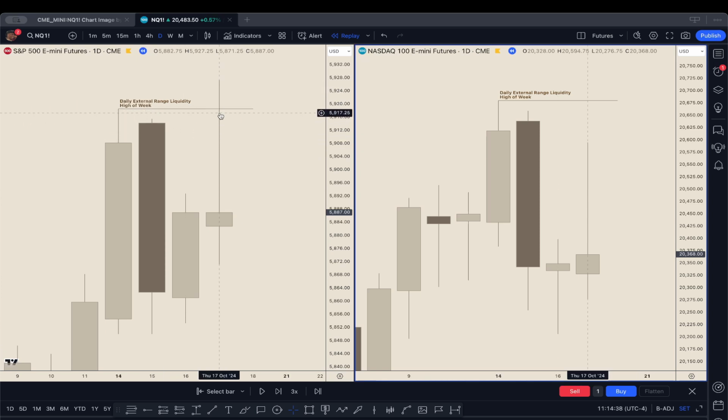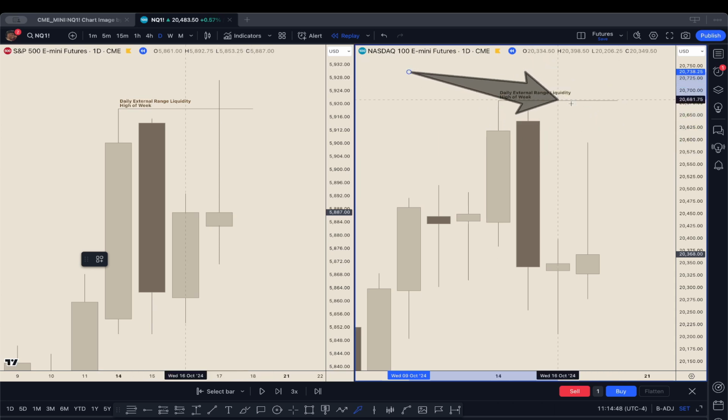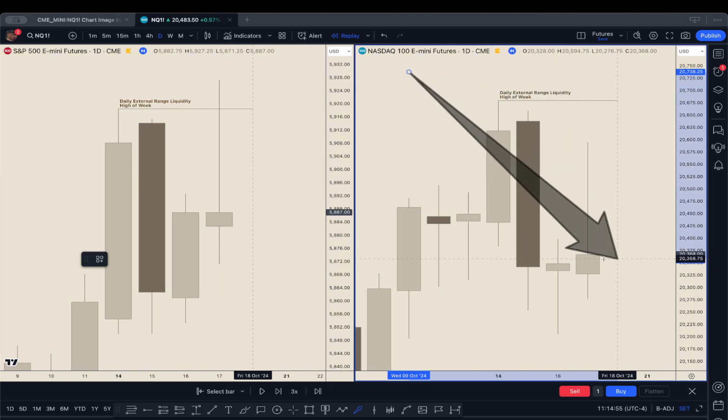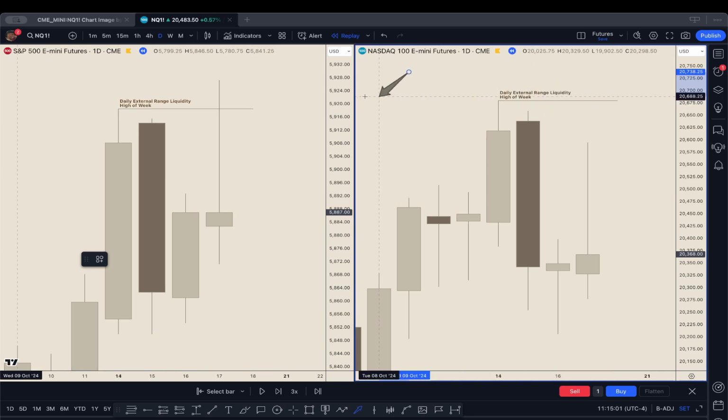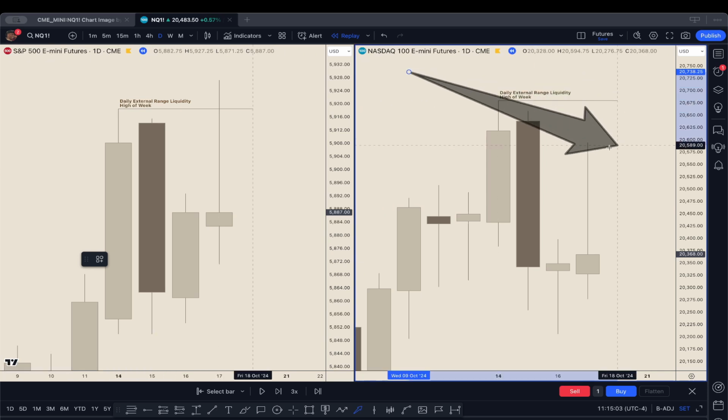As you can see, Thursday actually took out the high of the week, which was Monday. But if we look over here at NASDAQ on the right, we actually missed this level, and there was some SMT here on both charts, right? So you can see Thursday did not take out Monday's high. This led me to believe that price may try to go higher on Friday to get in alignment with what S&P was showing. But that didn't actually happen.